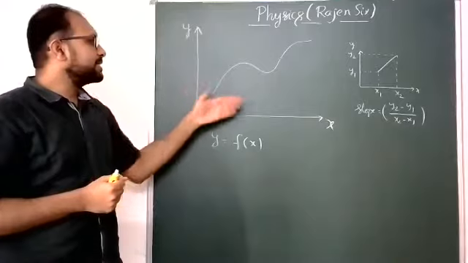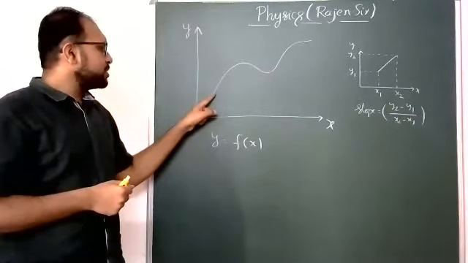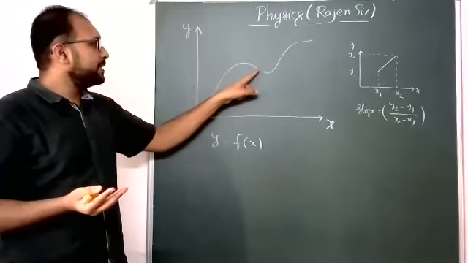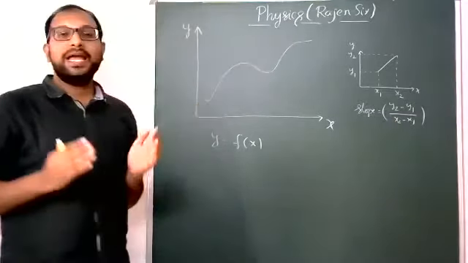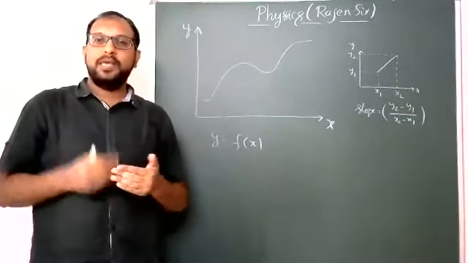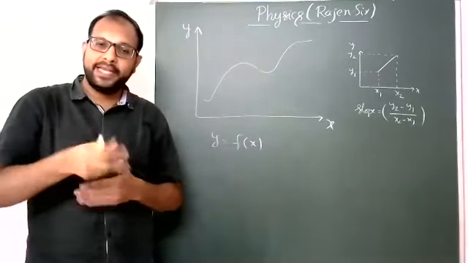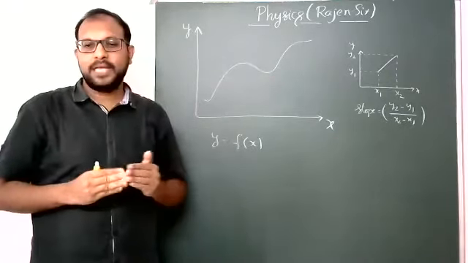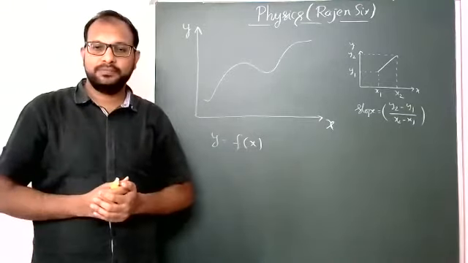Now in this curve, here the slope is positive, here zero slope, here negative, here negative, then zero, positive, positive, positive. So in a curve, there may be zero slope, positive slope, or negative slope. The slope changes from point to point. How do we find that slope?